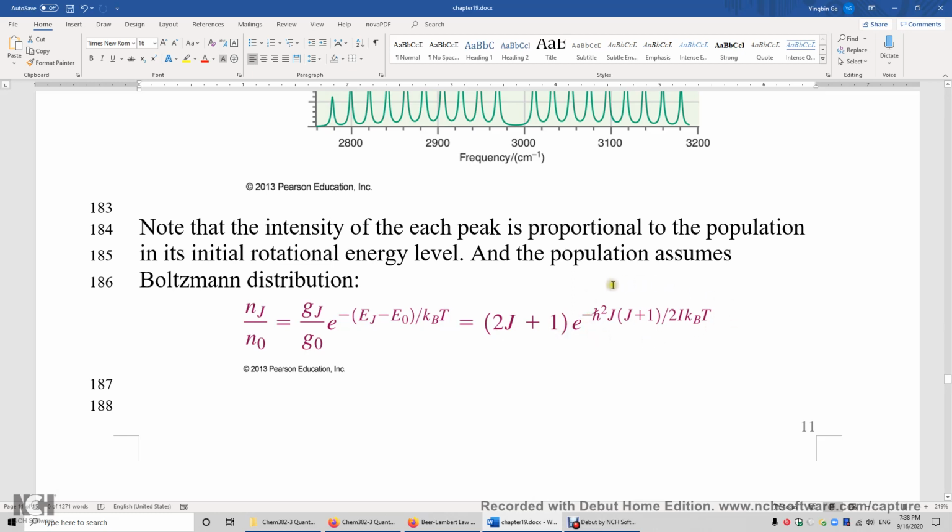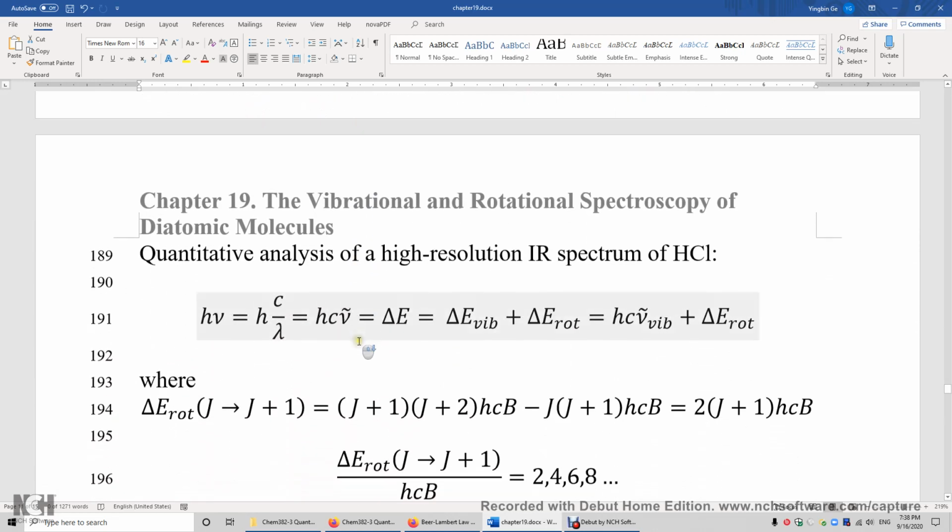This equation gives you the energy difference between the 0th level and the jth level. All right. So you can see negative h bar squared times J(J plus 1) over 2I. That's the energy of the jth level. E_0 is simply 0. All right.